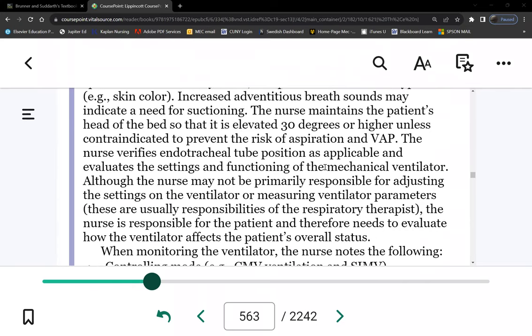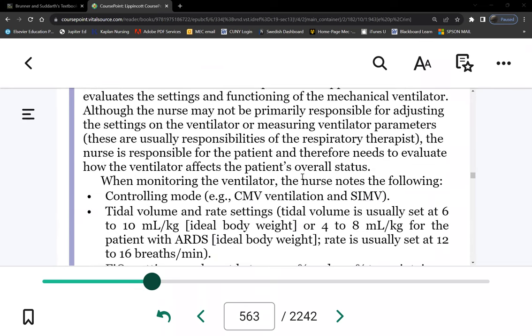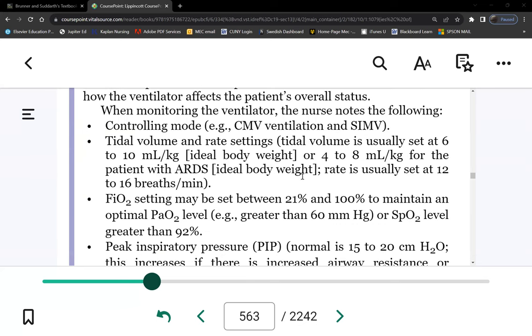So what would be your assessments? ABG, number one. You look at skin color, you look at urine output, you look at vital signs, you look at bowel function. Okay, so everything. You look at circulation. Is it working or are they experiencing complications, not just from the immobility, but also from the therapy.